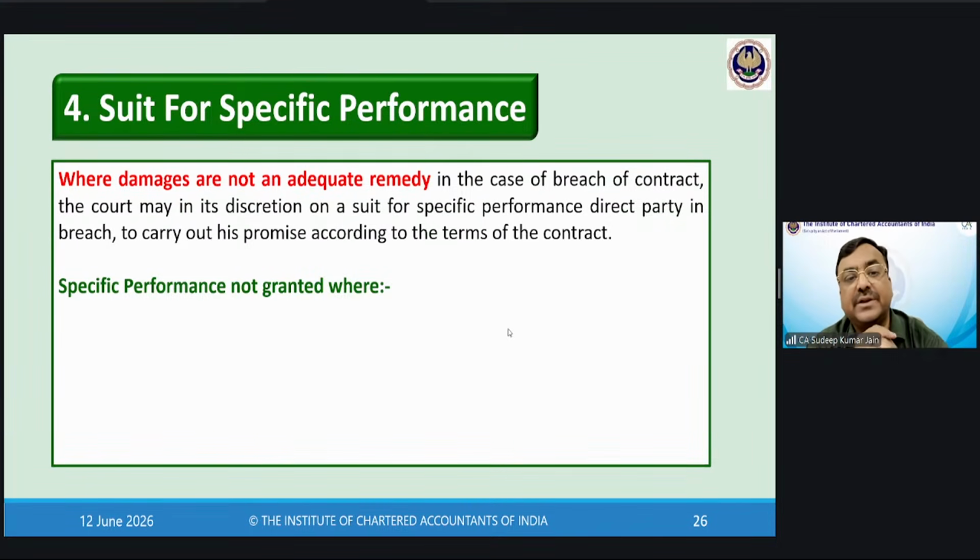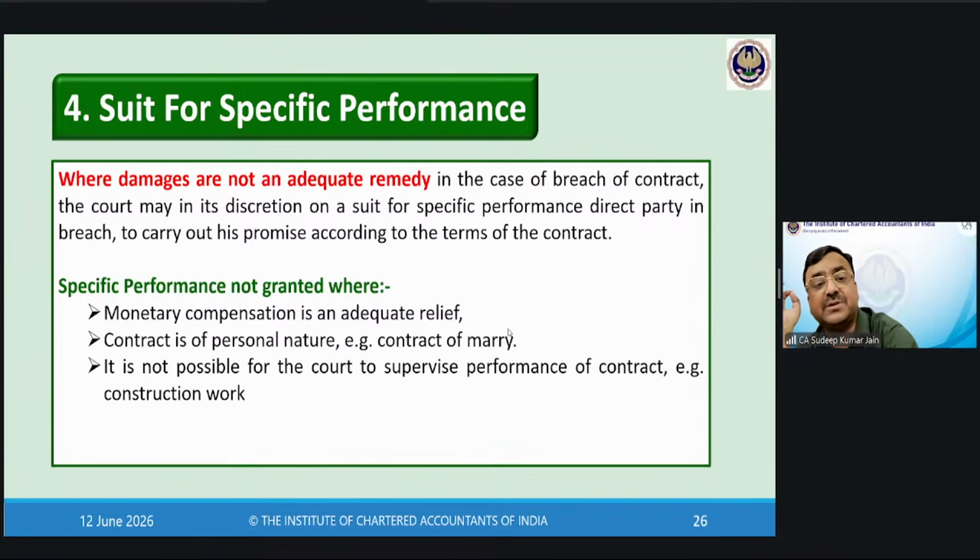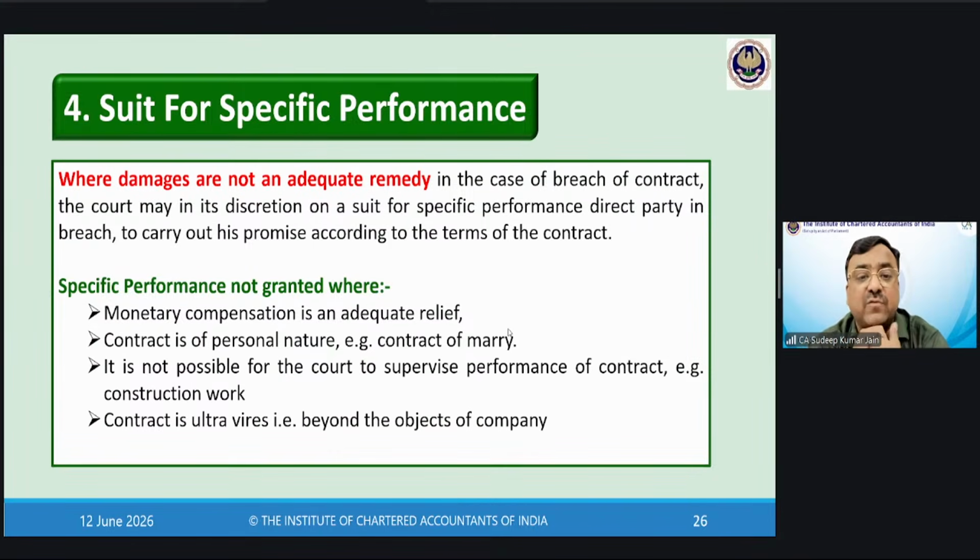Where damages are not an adequate remedy in case of breach of contract, the court may, in its discretion on a suit for specific performance, direct the party in breach to carry out his promise according to the terms of the contract. What you have decided in the contract, please complete as per the contract. This is called specific performance. But exceptions, the specific performance will not be granted.